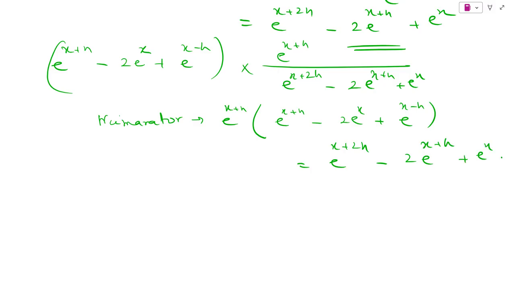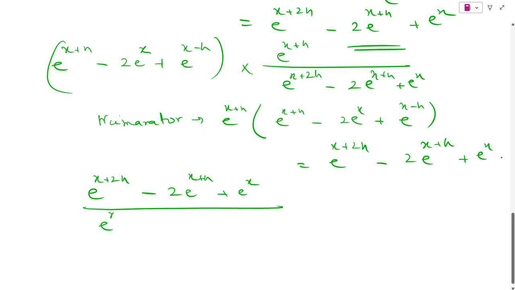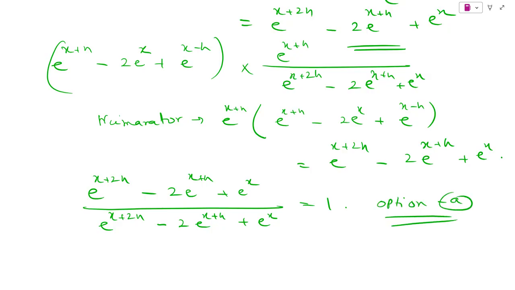Now notice that our numerator matches our denominator exactly. So (e to the power x plus 2h minus 2 into e to the power x plus h plus e to the power x) by (e to the power x plus 2h minus 2 into e to the power x plus h plus e to the power x) is equal to 1. So both the methods yield the exact same answer, confirming option number A beyond any doubt.